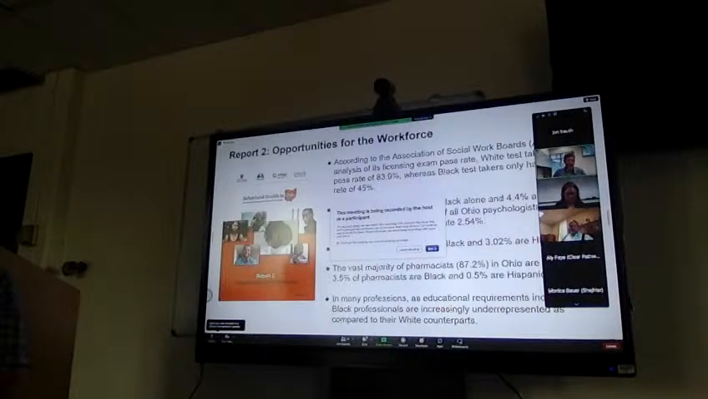Some of our high level findings here in report 2, looking at the workforce: when we look at social work, for example, and some of the things that it takes to be a licensed social worker in the state of Ohio, passing exams, white test takers had a pass rate of 84% compared to Black test takers at 45%, pointing to areas of education, training, and opportunities.